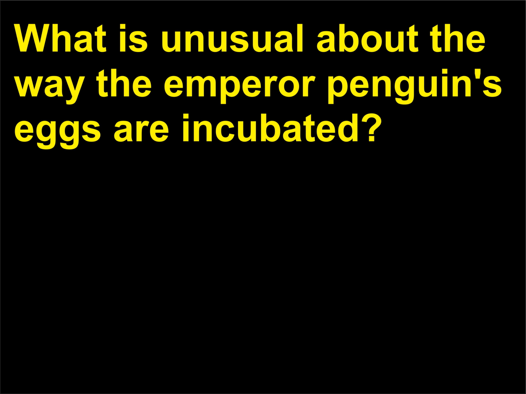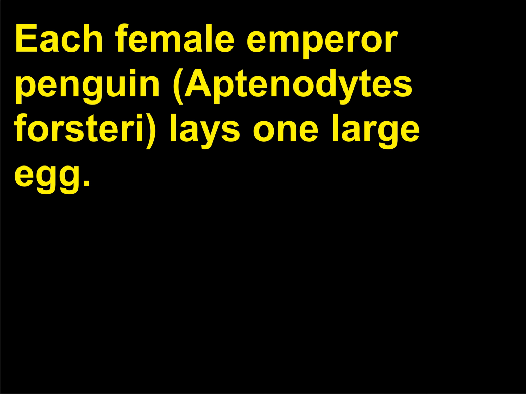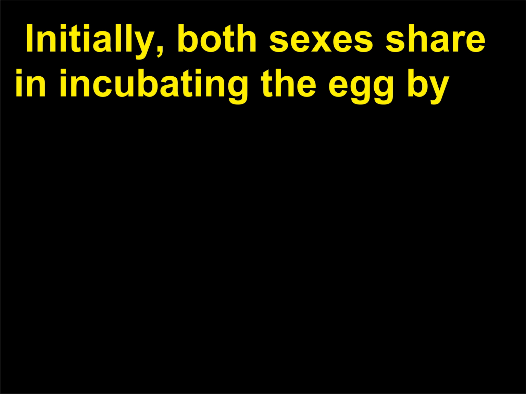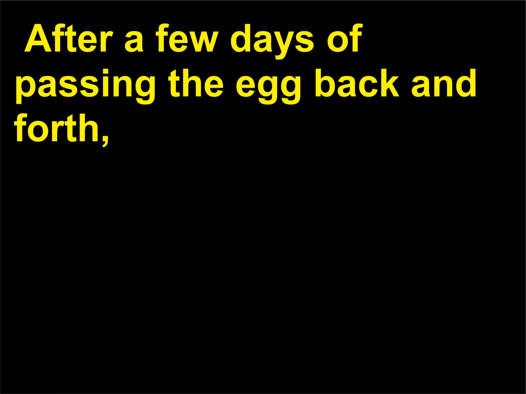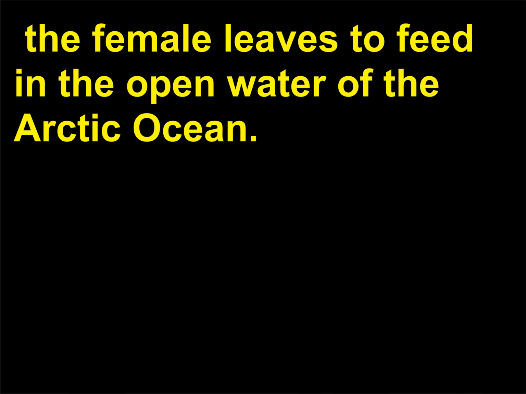What is unusual about the way the emperor penguin's eggs are incubated? Each female emperor penguin, Aptenodytes forsteri, lays one large egg. Initially, both sexes share in incubating the egg by carrying it on his or her feet covered with a fold of skin. After a few days of passing the egg back and forth, the female leaves to feed in the open water of the Arctic Ocean.